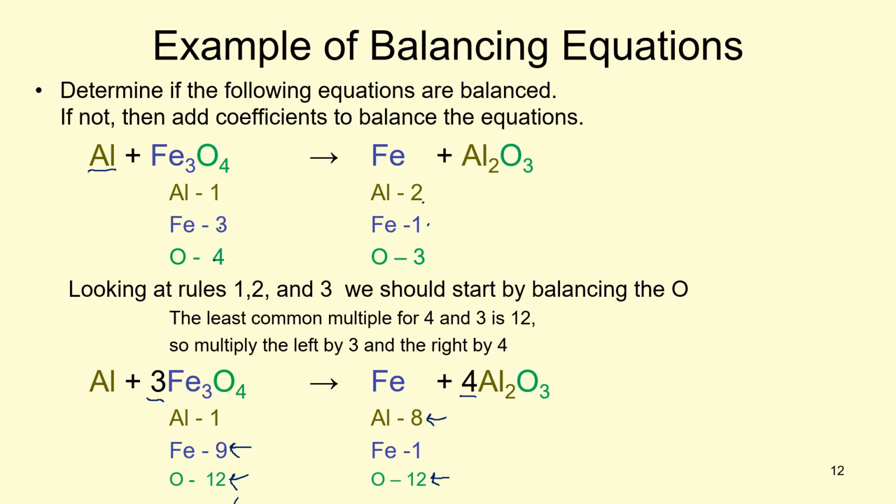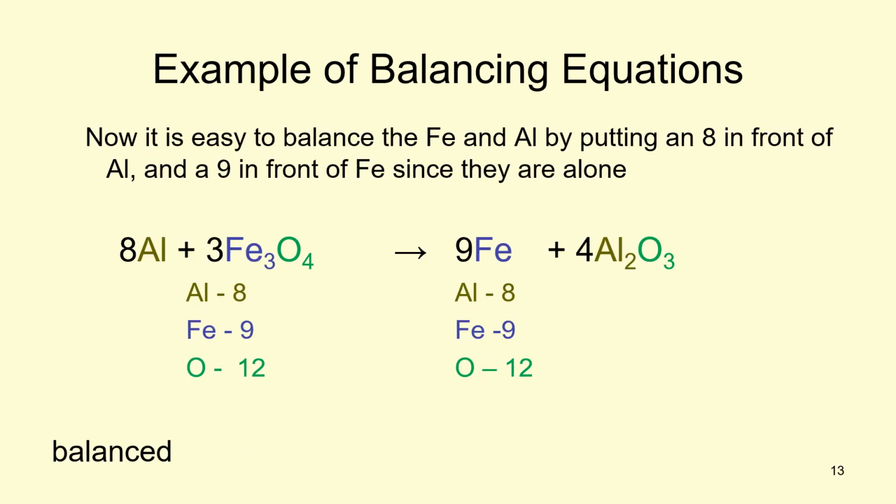So I'm still not balanced, but hopefully you can see that this is very easy. If I need 8 aluminum, I can put an 8 in front of here, and that'll change that to 8. And if I need 9 irons, I can put a 9 in front of there, which will change that to 9, and then I'm balanced. So I think that's on the next slide. Yep.